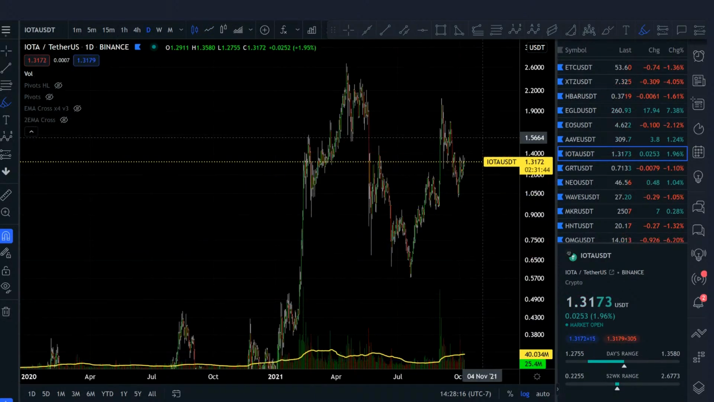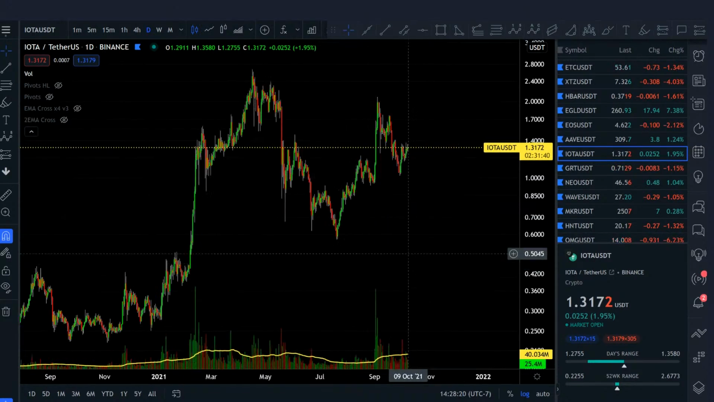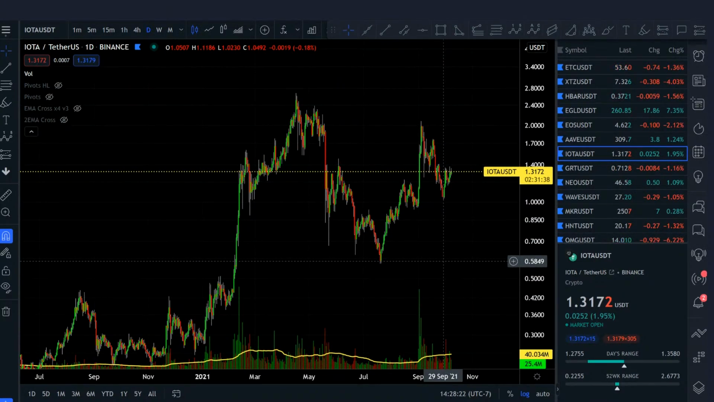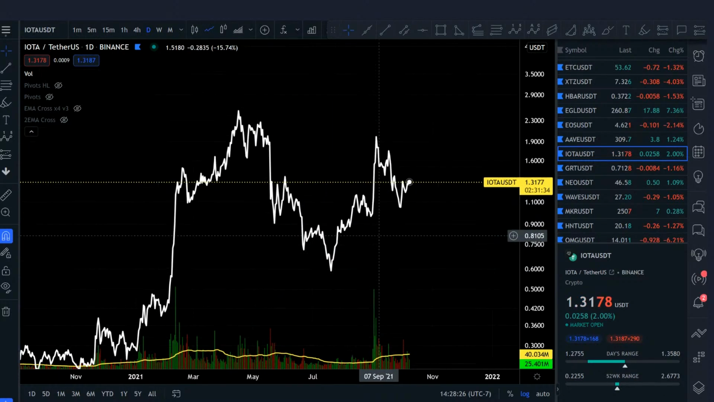IOTA. And I'm going longer today because it's Friday in my country. So I'm pretty much done for this week. So I'm going to go longer today.